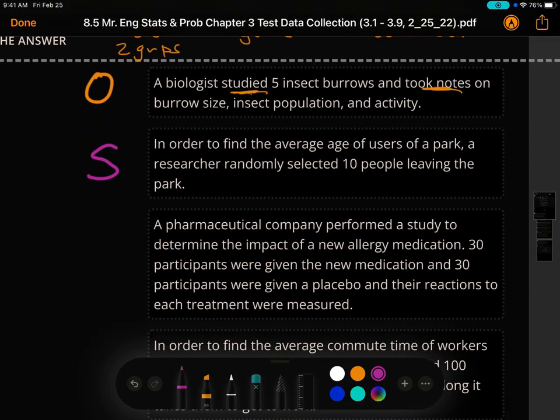A pharmaceutical company performed a study to determine the impact of a new allergy medication. 30 participants were given the new medicine and 30 participants were given a placebo. Then there are two groups, and their reactions to each treatment was measured. So you see the two groups. Here's the first group, and this is the second group of 30. So this would be an experiment.